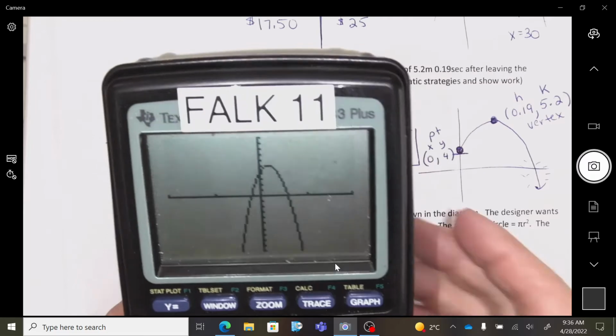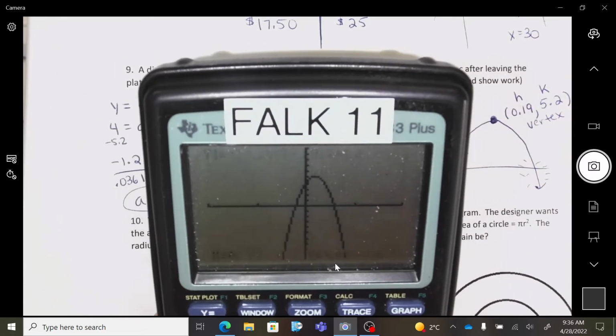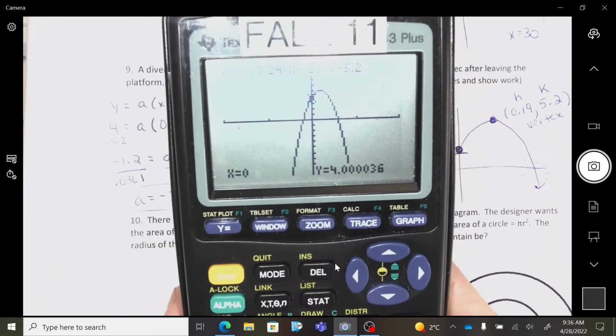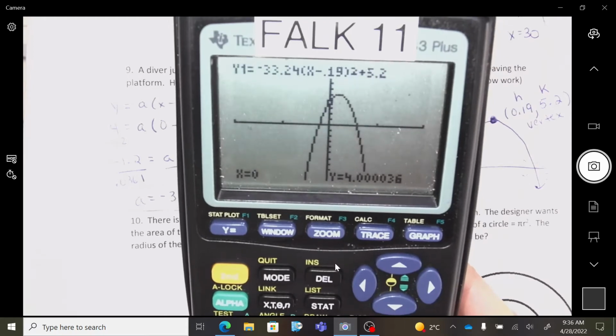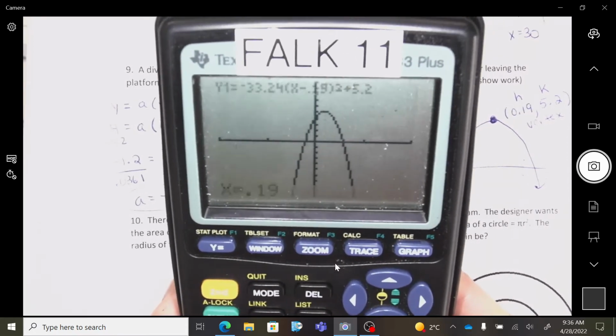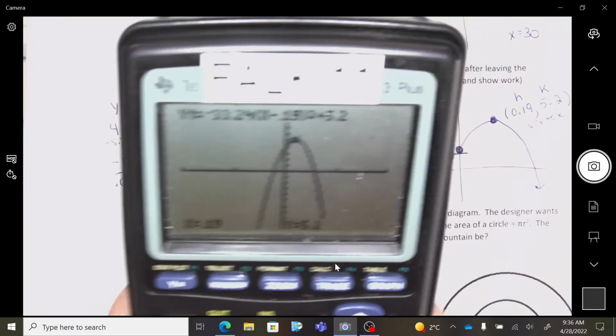So, okay, why don't you hit trace? Does it match our stuff? Look at the height. At 0.19, yep, the diver's up at the top at 5.2.